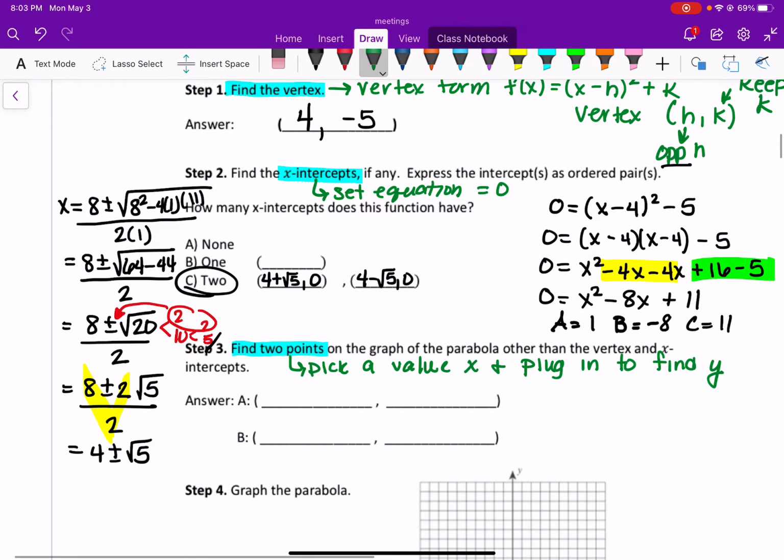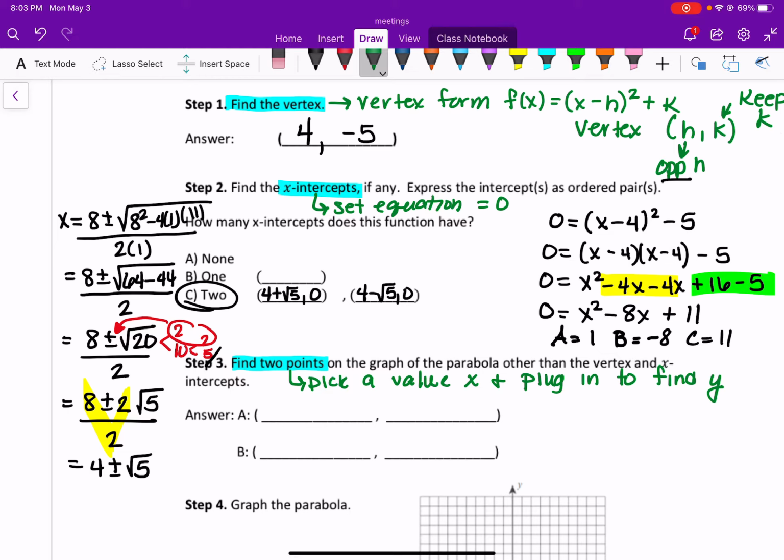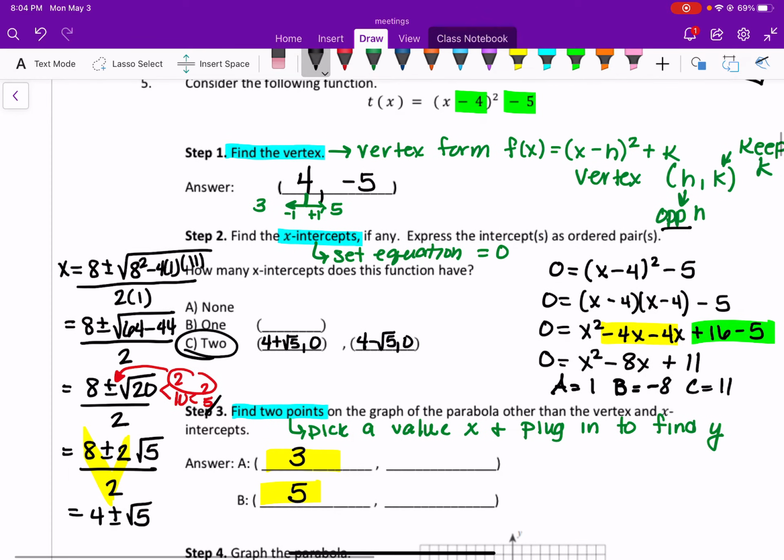All right. Now what I'm going to do here, since my vertex was 4, I'm going to subtract 1 and I'm going to use 3. And then I'm going to add the same amount. I'm going to add 1 and use 5. So the x's that I'm going to pick down here for my 2 points, I'm going to pick one of them to be 3 and one of them to be 5. And the reason I'm doing that is because if I pick 3 and 5, I only have to plug in one of them, because my y value will be the same for both of them since they're equal distance from my vertex. All right, so let's plug in 3.